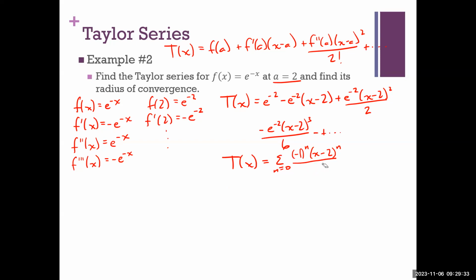Okay. So e to the negative 2 will always be there. It just alternates, right? X minus 2 is incrementing by 1s. Its powers are incremented by 1 and are divided by n factorial. We okay with that? Okay, so I think that's a good Taylor series.